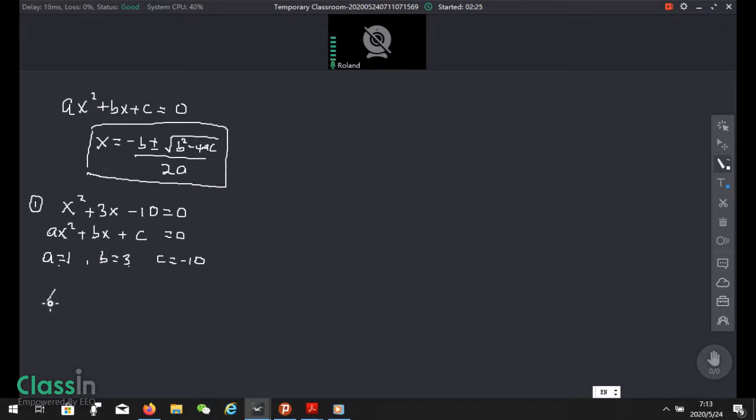So we have x equals negative b. b is 3, so negative b is negative 3, plus or minus the square root of b squared. b is 3, so 3 squared minus 4. a is 1, 4 times 1. c is negative 10, times negative 10. 4ac means 4 times a times c. So 4ac is 4 times 1 times negative 10, over 2a. a is 1. 2a means 2 times a.